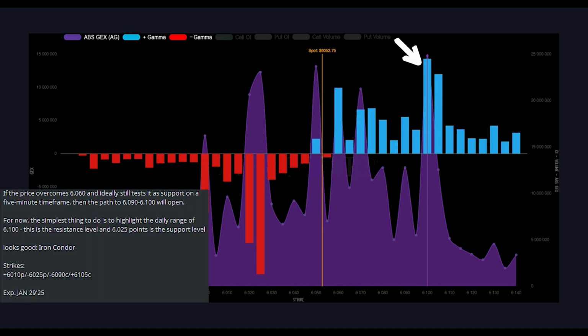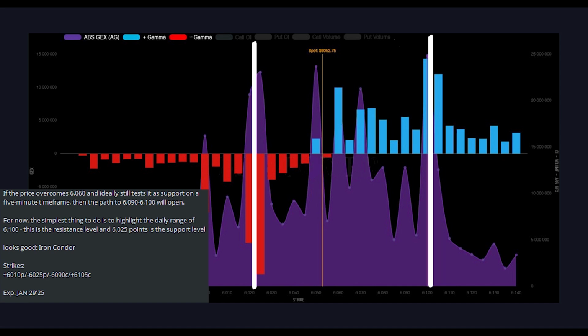That day, I wrote that if the price overcomes 6,060 and ideally still tests it as support on a 5-minute time frame, then the path to 6,090 to 6,100 will open. But for now, the simplest thing to do is to highlight the daily range of 6,100. This is the resistance level and 6,025 points is the support level. Because the largest negative gamma values were located there, and the largest absolute gamma values were located there.